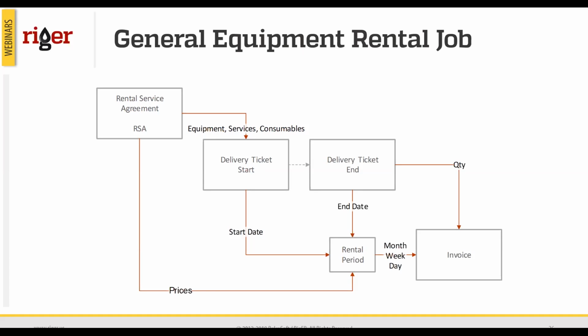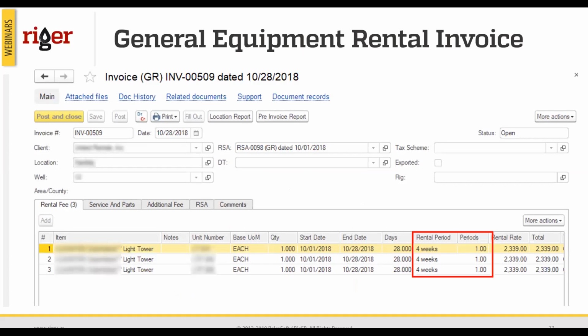So setting up these different dimensions in the rental periods, the system will analyze how many days the equipment stayed at the location, and it will automatically apply an appropriate price for this period. So in this example of the general rental invoice, we see that equipment stayed at the location for 28 days, and the system applied the 4 weeks rental period price.